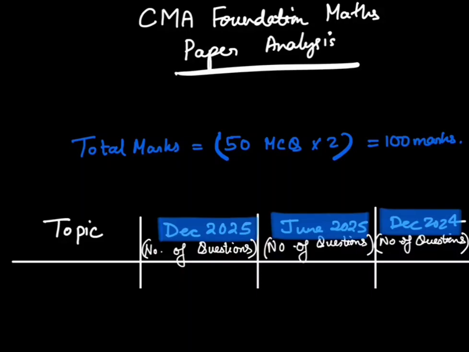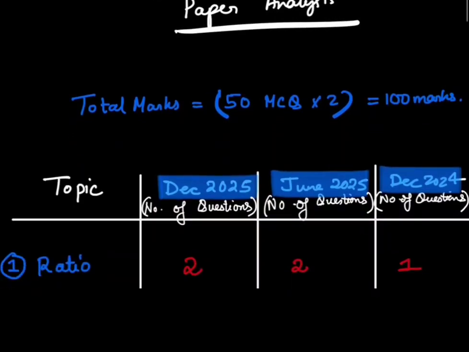Before starting with the subjects, you should know what is the weightage of each chapter and which questions are asked more frequently so that you can study accordingly, because our main goal is to clear the exams. So the total marks in the CMA Foundation Maths paper is 100. We have 50 MCQs. There are 4 options and you have to choose the correct answer, and each MCQ is of 2 marks, so 50 into 2, 100 marks.